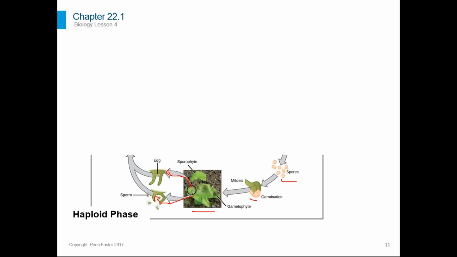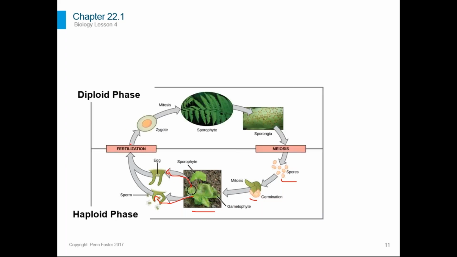But what happens is those fuse with egg cells and sperm cells from other plants nearby, and they make a zygote, which is what you call it, the first cells that are formed after they fuse together. And that now has two sets of chromosomes. It's diploid because it got one set from the egg and one set from the sperm, and they came together and made a cell that has two sets.